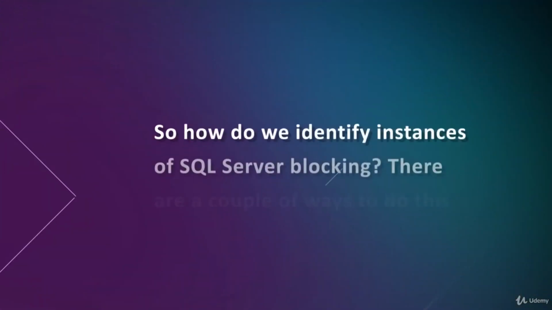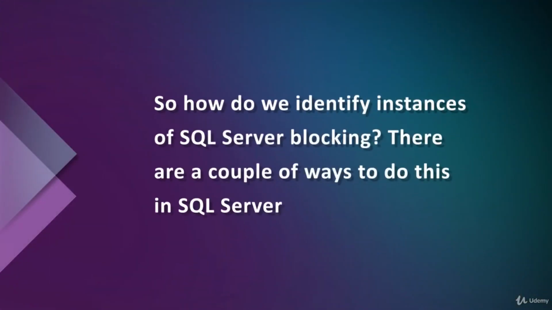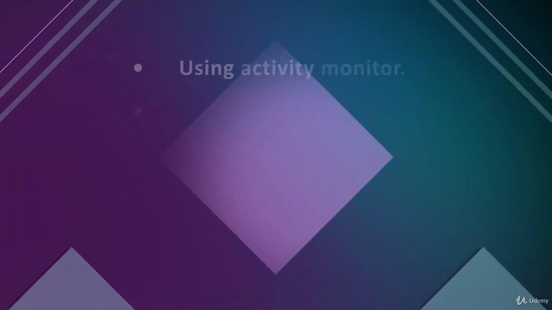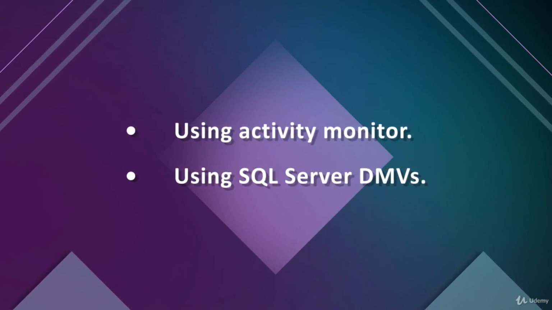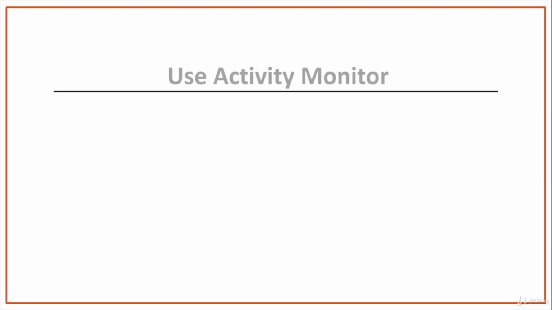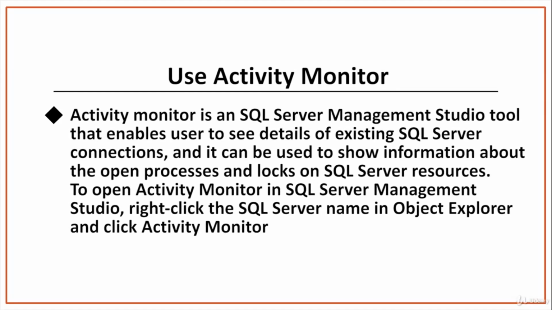So, how do we identify instances of SQL Server blocking? There are a couple of ways to do this in SQL Server. First is using Activity Monitor, and second is using SQL Server DMVs. Activity Monitor is a SQL Server Management Studio tool that enables users to see details of existing SQL Server connections, and it can be used to show information about the open processes and locks on SQL Server resources.